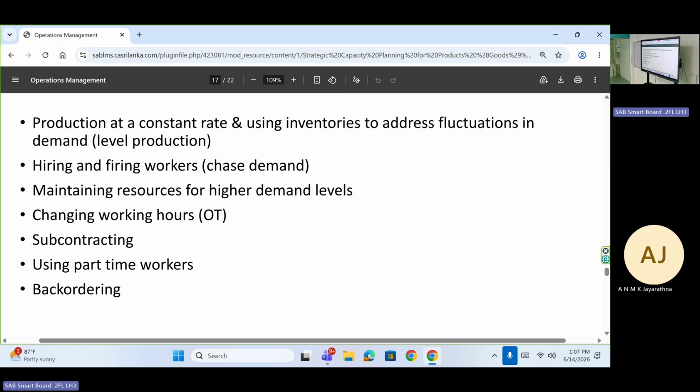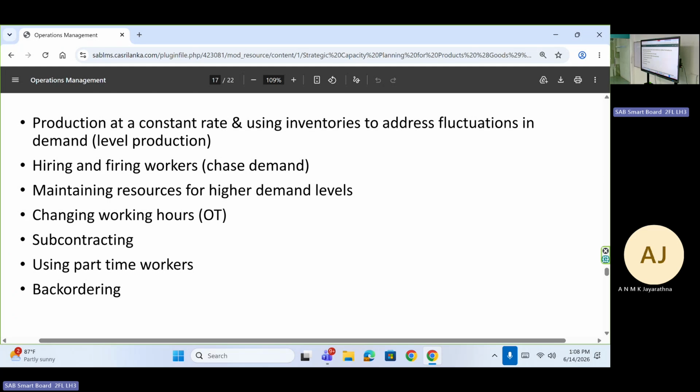Backordering. What is the meaning of backordering? Imagine, currently, I will use these examples to make it understandable. Currently, the company can manufacture 1,000 units, right? But today they realize they have a forecasted demand of 1,500 units, right? So if they apply backordering, when the customers place orders, they accept them and say, okay, we can accept this. We are delivering the product.